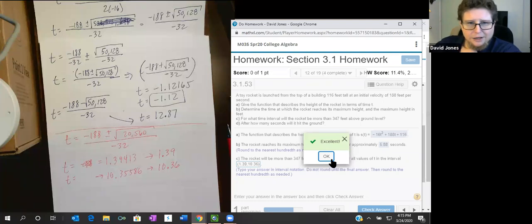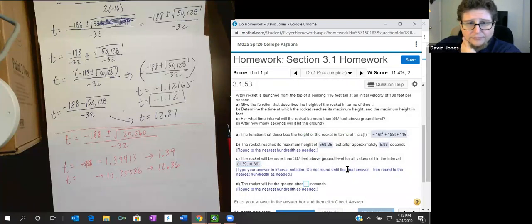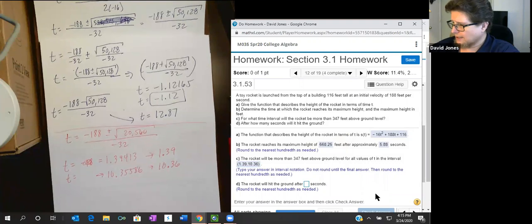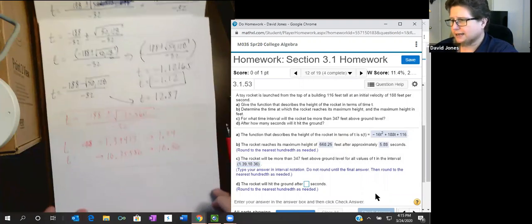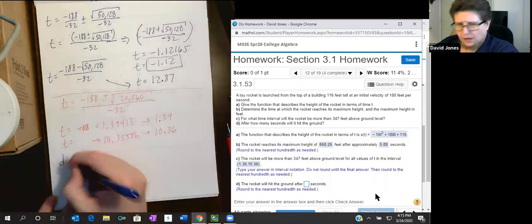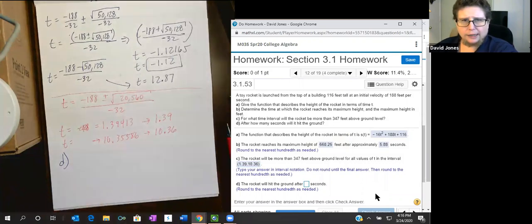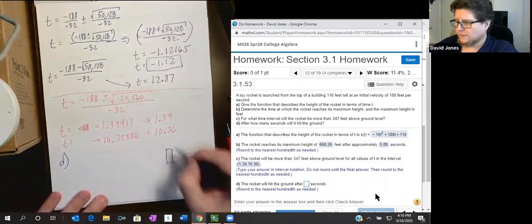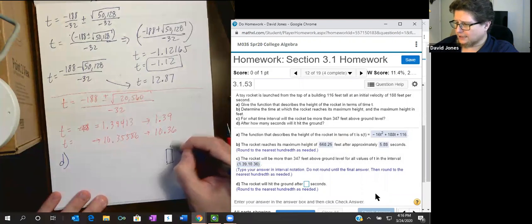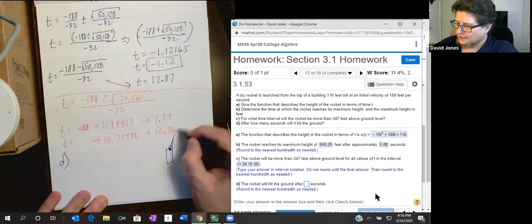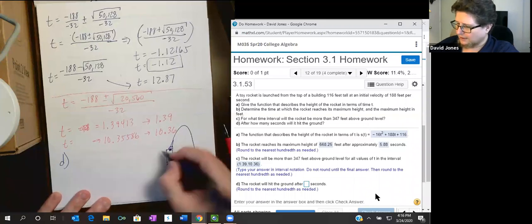All right, so that was a lot of work. When will the rocket hit the ground? So part D, I'm going to leave for you to do, but let's reason it out. What's going on when the rocket hits the ground? What's really going into effect here? We've got our rocket, and it's launching, and it's going to go up, and it's going to hit the ground.